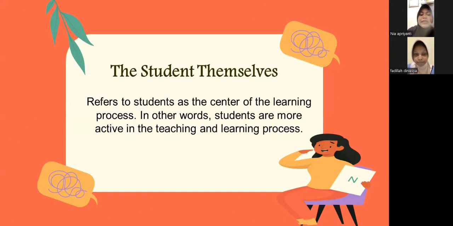Okay, the next material is about the student themselves. The student themselves refers to the student as the center of the learning process. In other words, students are more active in the teaching and learning process. This aims to encourage them to become more independent, think critically and creatively, and build understanding and engagement of abstract concepts with real examples in everyday life, such as objects, pictures, things, and the course book. Let's discuss them one by one.